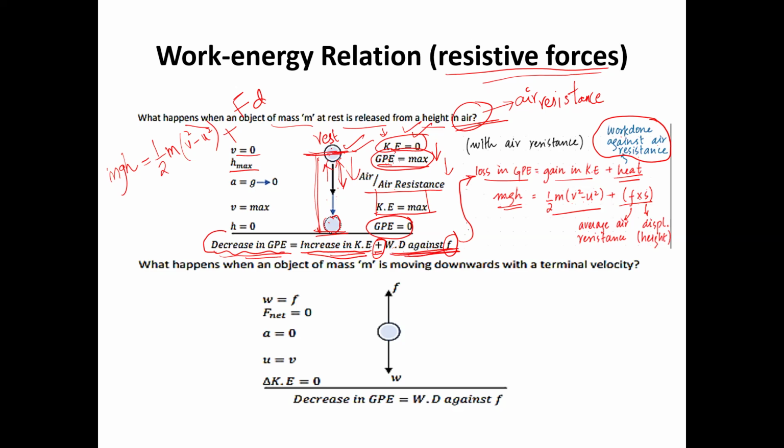And later we will be placing their formulas. Instead of loss of gravitational potential energy, it's mgh. Gain in kinetic energy will be replaced by half m(v squared minus u squared). And instead of heat, we will be getting the resistive force multiplied by the distance covered. So this is what the final equation is going to be stated as.